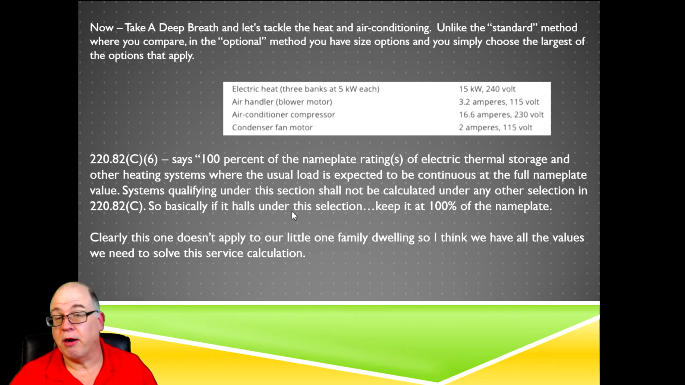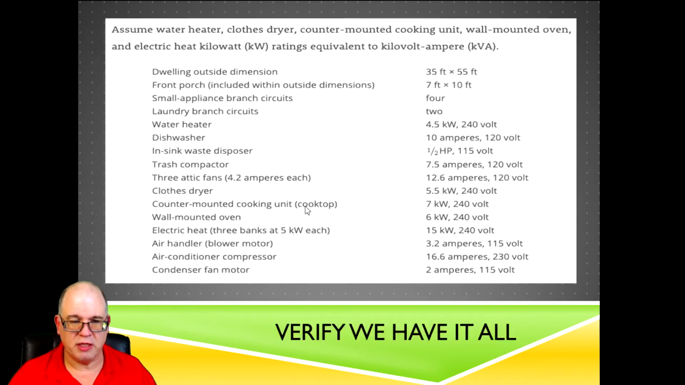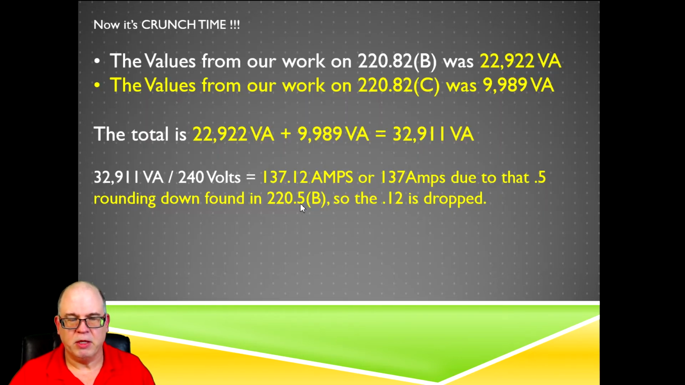In our case, I don't think we're ever going to see one of these, maybe in a single family dwelling, but I'm not going to say never, because you could, and you just need to know how to do it. So we have covered everything here. Let's crunch the numbers and see what we're looking at. Remember, 22,922 was the total for B, and we just did C, and that ended up at 9,989.